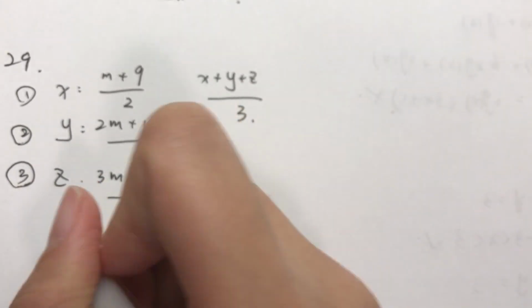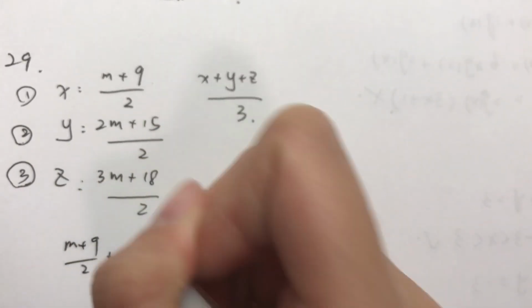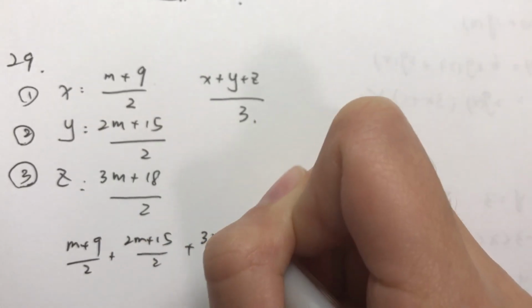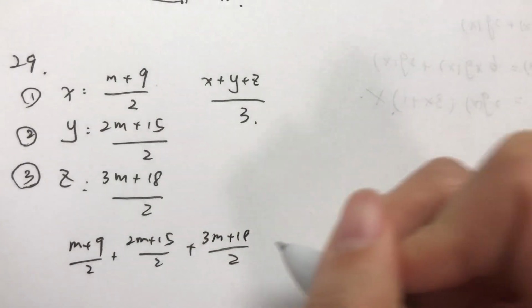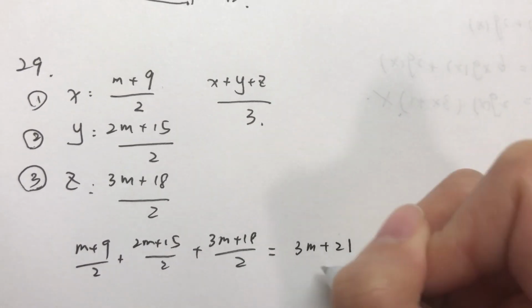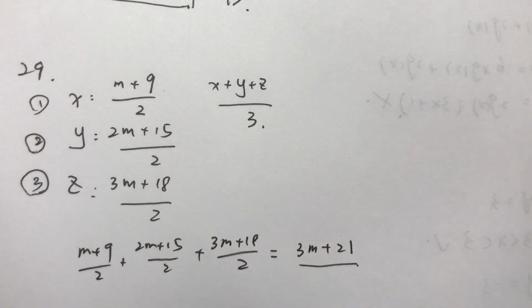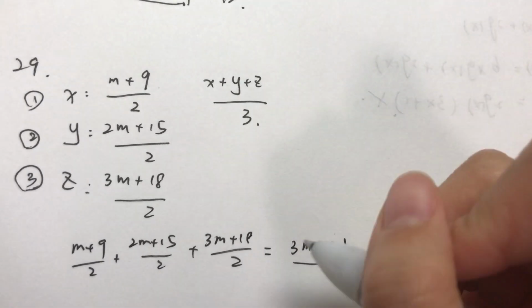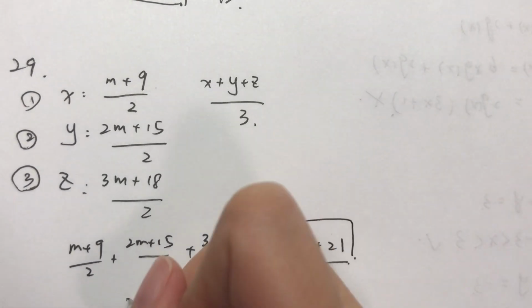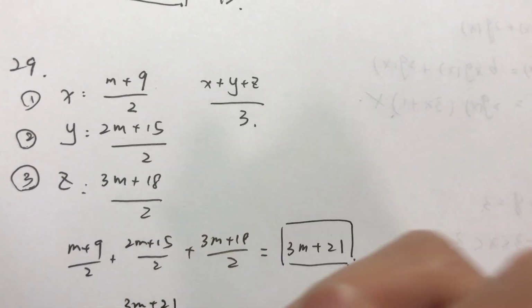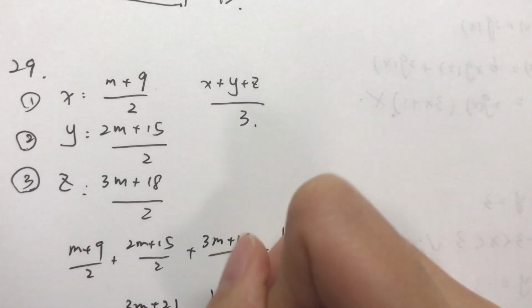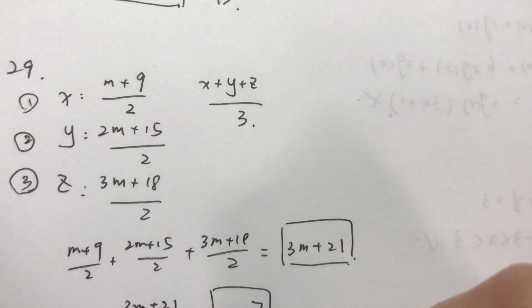So if we put them together, we can get 3m plus 21. This is the simplified result. So if we have this x plus y plus z, we divide it by 3. Then we can get the average, which is m plus 7. So this is choice B.